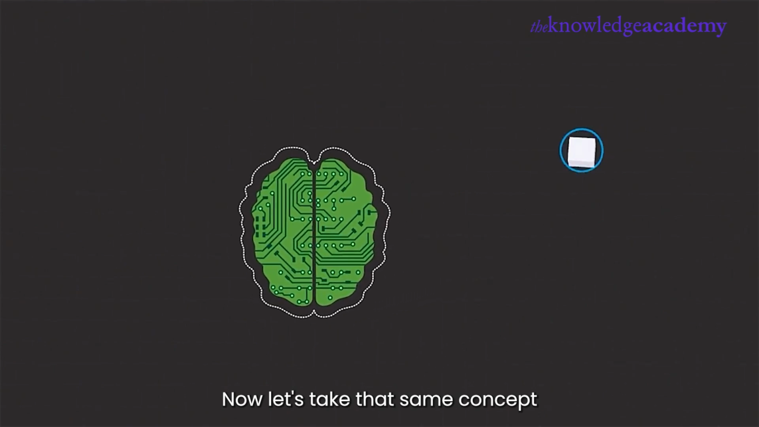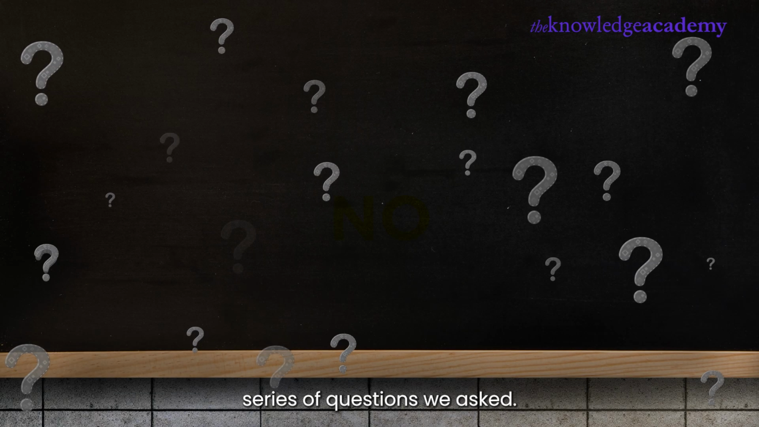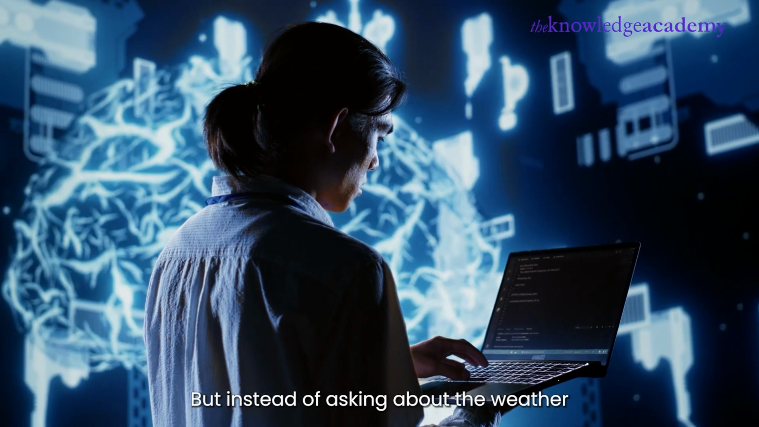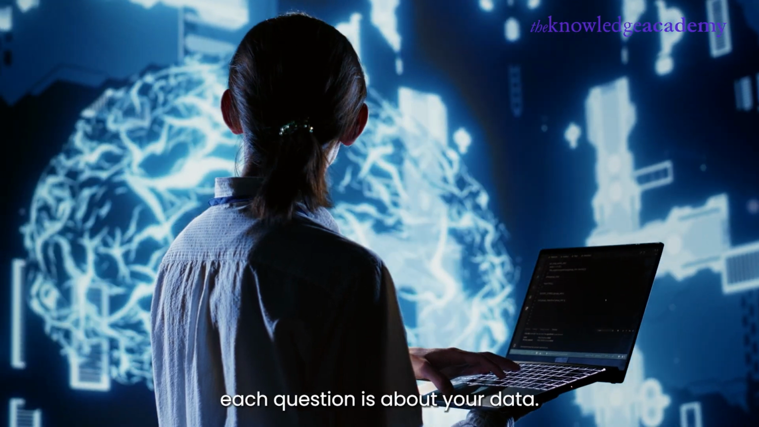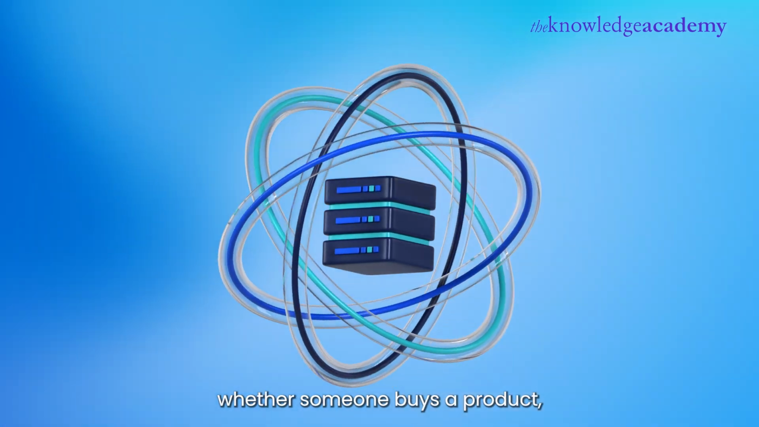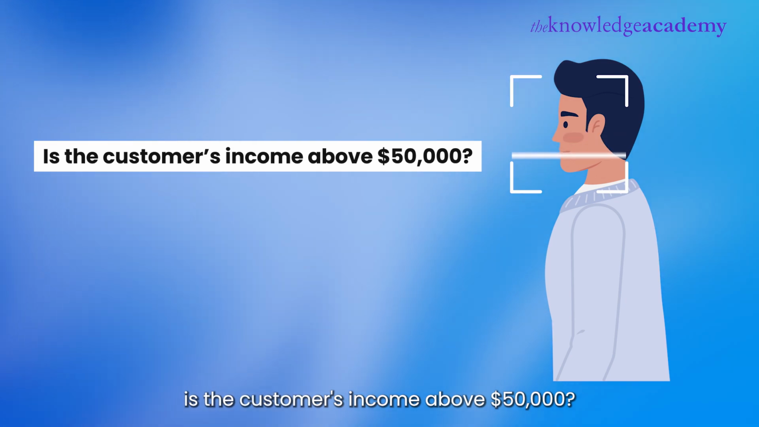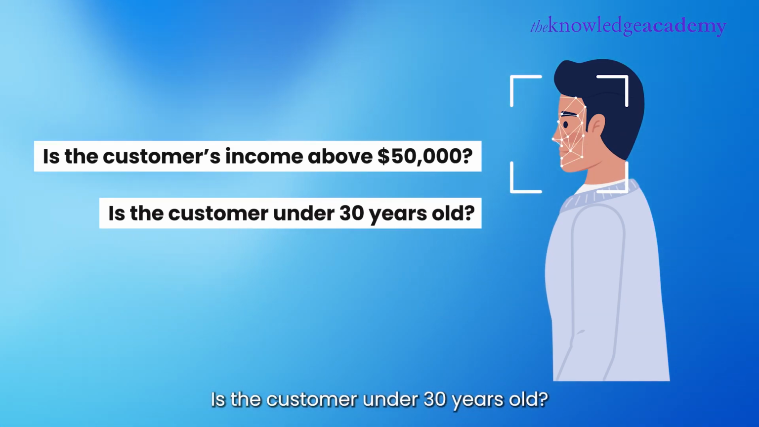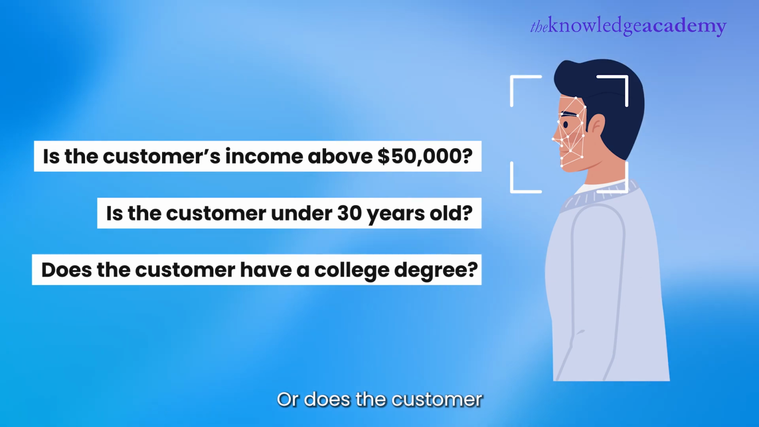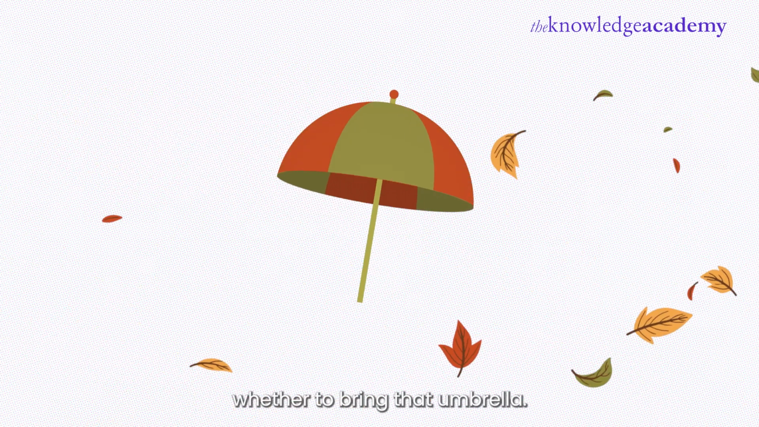Now, let's take that same concept and apply it to machine learning. A decision tree is just like that series of questions we asked. But instead of asking about the weather, in machine learning, each question is about your data. So, if we were building a model to predict whether someone buys a product, we'd ask questions like, is the customer's income above $50,000? Is the customer under 30 years old? Or does the customer have a college degree? Each of these questions splits the data into smaller groups until we can confidently predict the outcome, just like deciding whether to bring that umbrella.